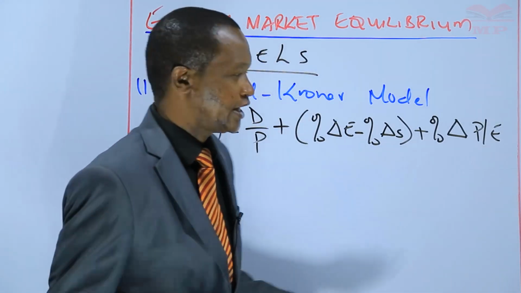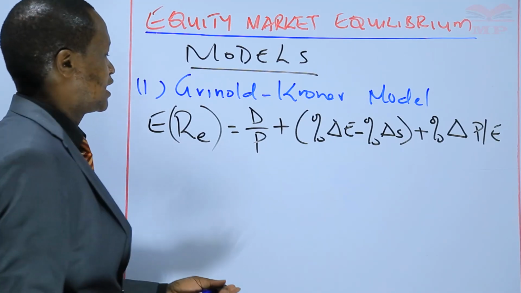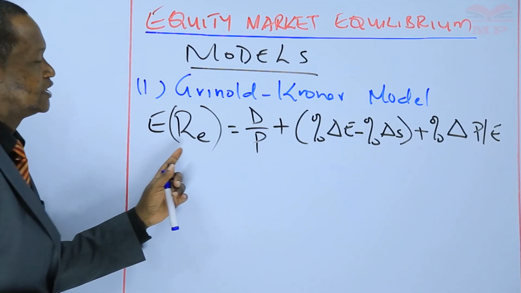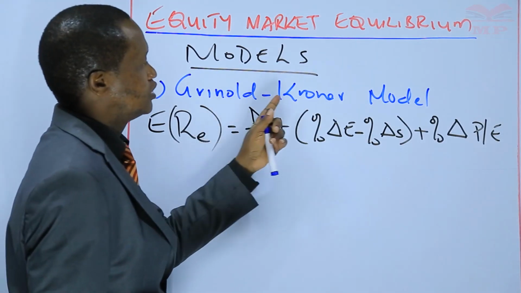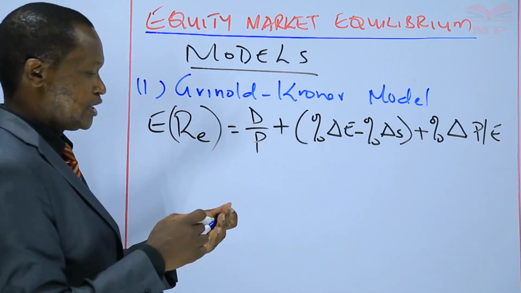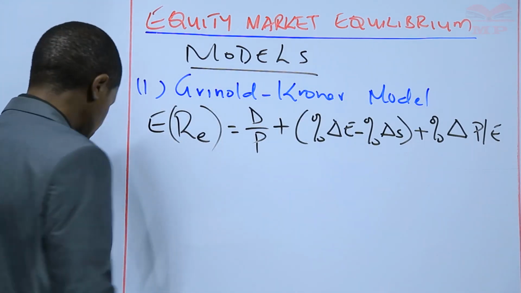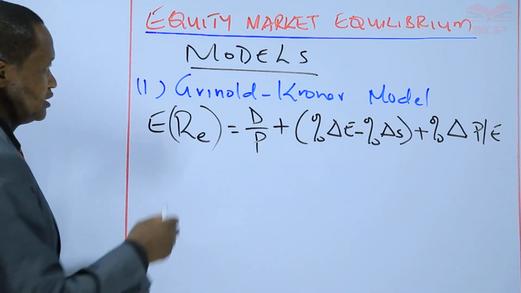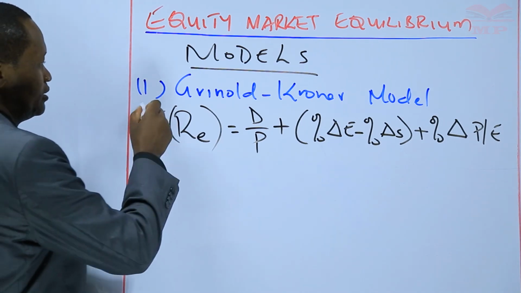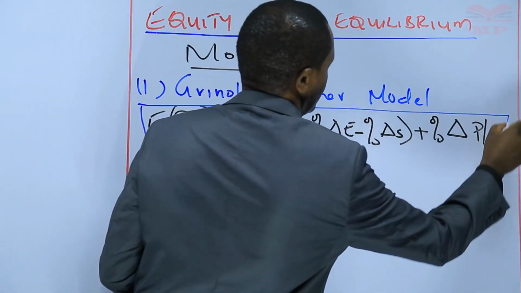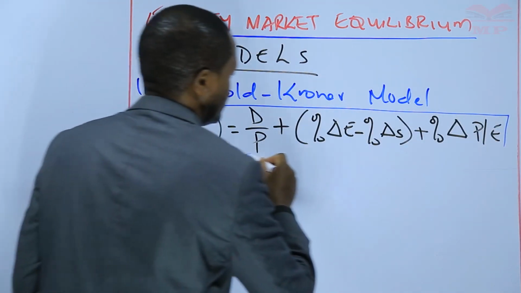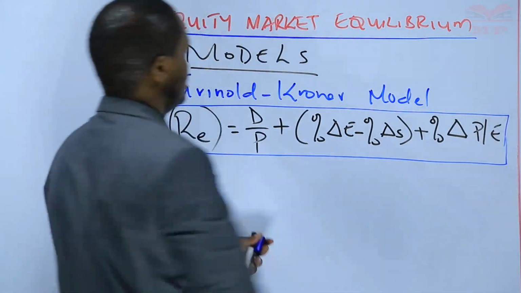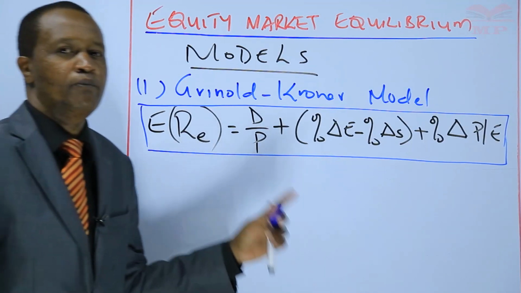So when required to calculate the expected return using the Greenwald-Kroner model, you need to have this formula, candidates, at the back of your mind. This is the formula. That is the Greenwald-Kroner model.